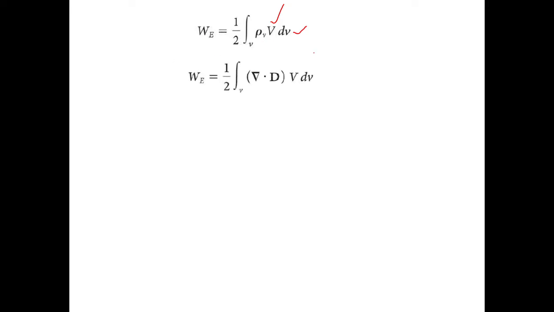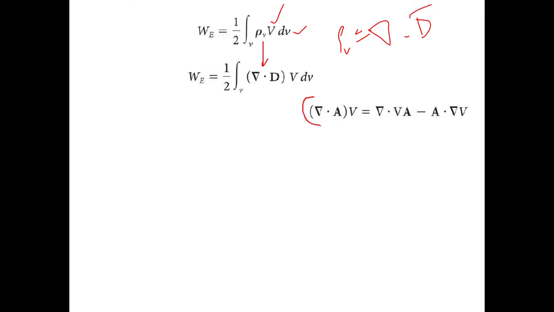So now in electrostatics we know that rho V is equal to divergence of D vector. So this rho V, I'm substituting as divergence of D vector. Next, we have a formula here. When you have divergence of a scalar into a vector, we can write it as divergence of the vector into scalar, minus vector into gradient of V. So substituting this formula here.